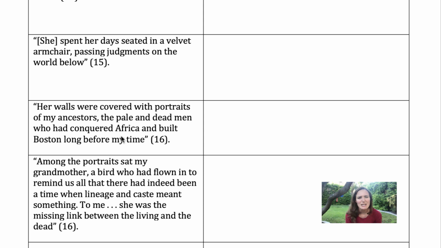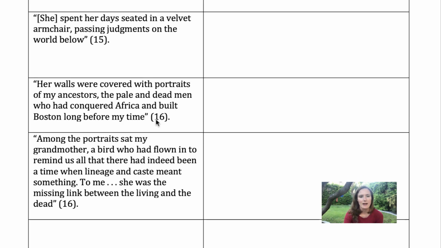So why is she using this way of describing an entire continent? Conquered Africa sounds very imprecise. Why is she using such vague, imprecise language there? Perhaps she's making fun of her grandmother, or maybe beyond making fun, maybe she's really critiquing this whole ideology that Africa is a continent that can even be conquered. Also, words like ancestors, portraits, pale, and dead, these are all words that you can unpack.